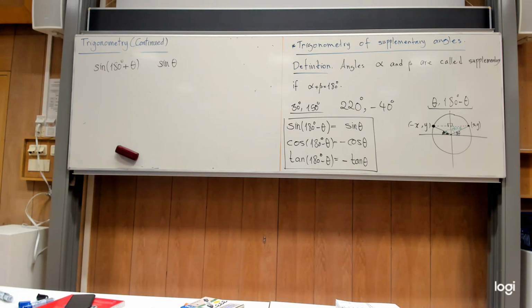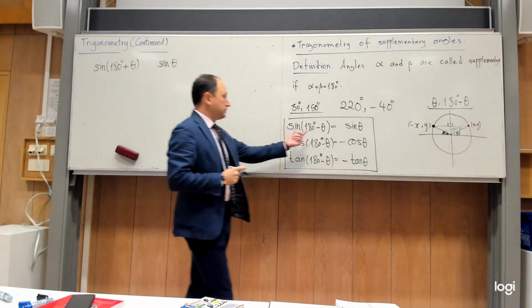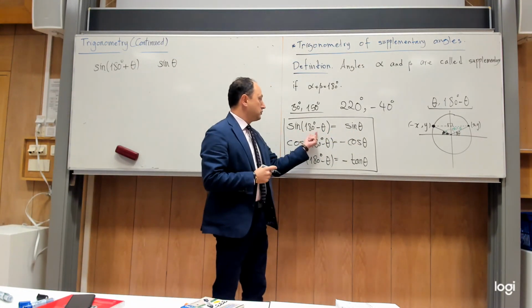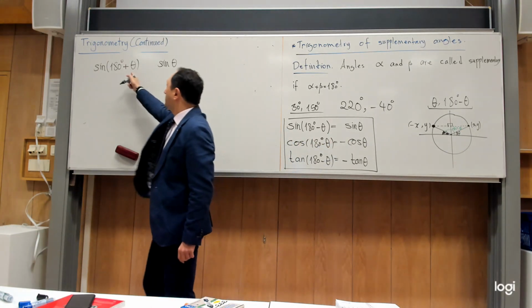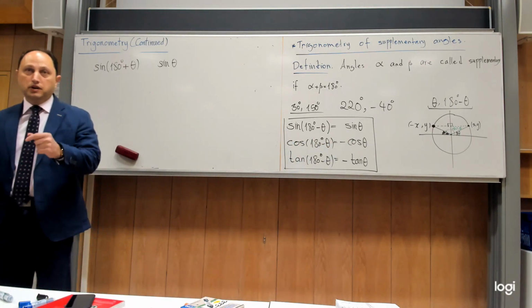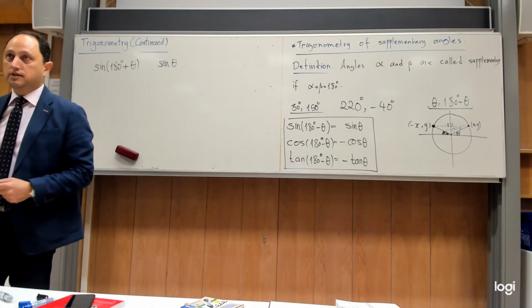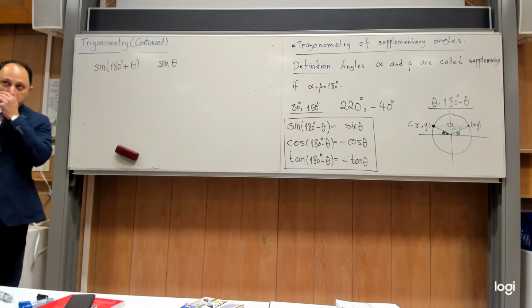Are they supplementary angles? How do I understand that these angles are supplementary? I add them. If the sum is 180, they are supplementary. But here, if I add them, it does not become 180. It becomes 180 plus 2 theta. Yes. They are opposite. Why?